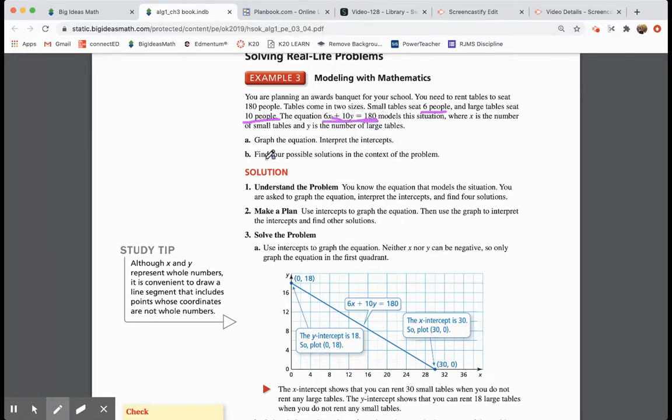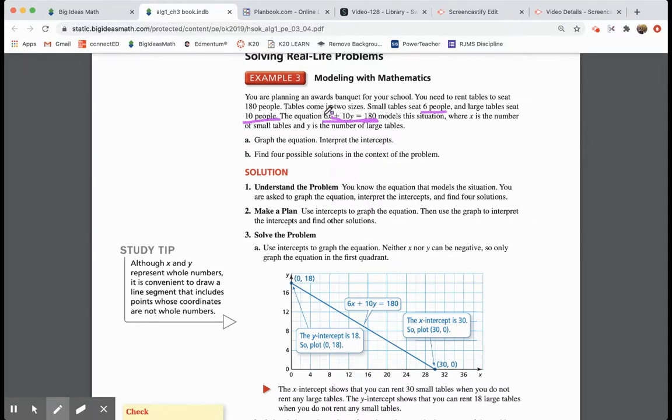So this one has 2 parts. It says graph your equation, interpret the intercepts. That's like what we just did on the previous example. Then it says find 4 possible solutions in the context of the problem. Okay, I'll explain that a little more when we get to it, because right now I know that sounds confusing. But A, let's just graph it and interpret our intercepts.